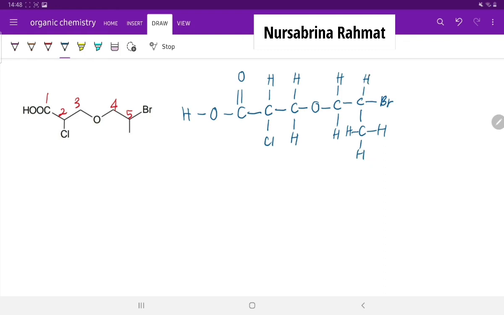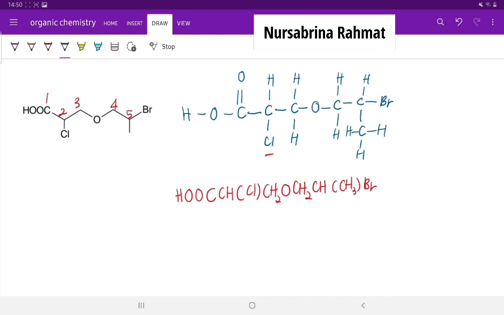Now I'm going to simplify the expanded structure to transform it into a condensed formula. So we have COOH, followed by CH with a chlorine as the side chain, and then CH2, O, CH2, CH, in the bracket CH3, and Br. So this is the condensed formula for your chemical compound.